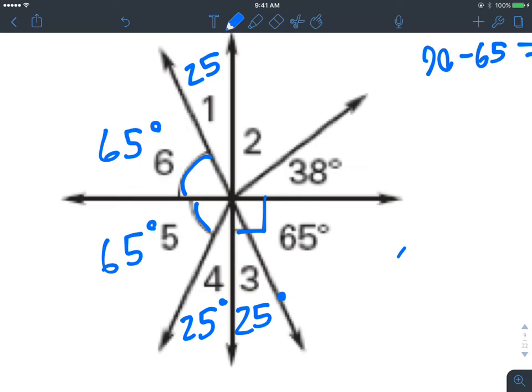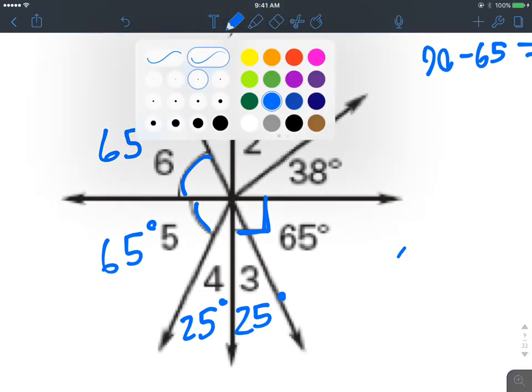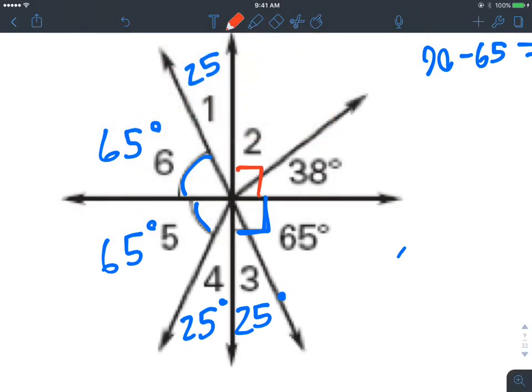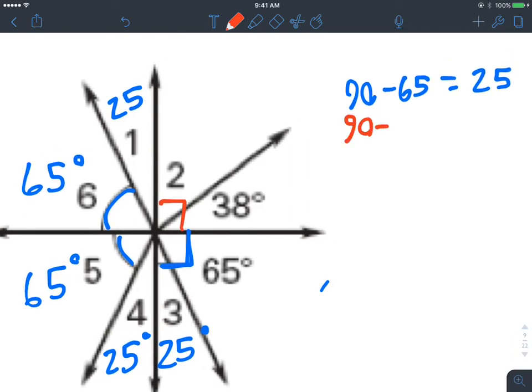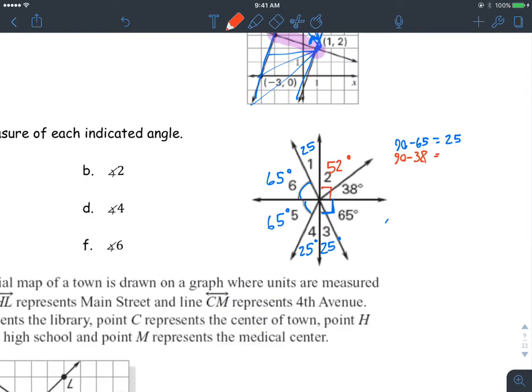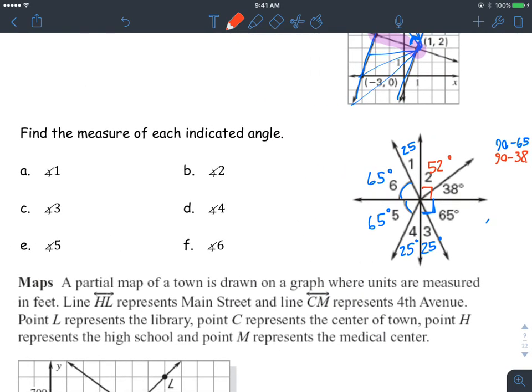And then also remember, if you have a right angle going on, then you have another right angle all the way around your figure there. So you got 38 degrees there. So we need to go 90 minus the 38 there, and I think that's 52 degrees. And then there you go. So you got all your angles, and then you can go fill those in to the side.